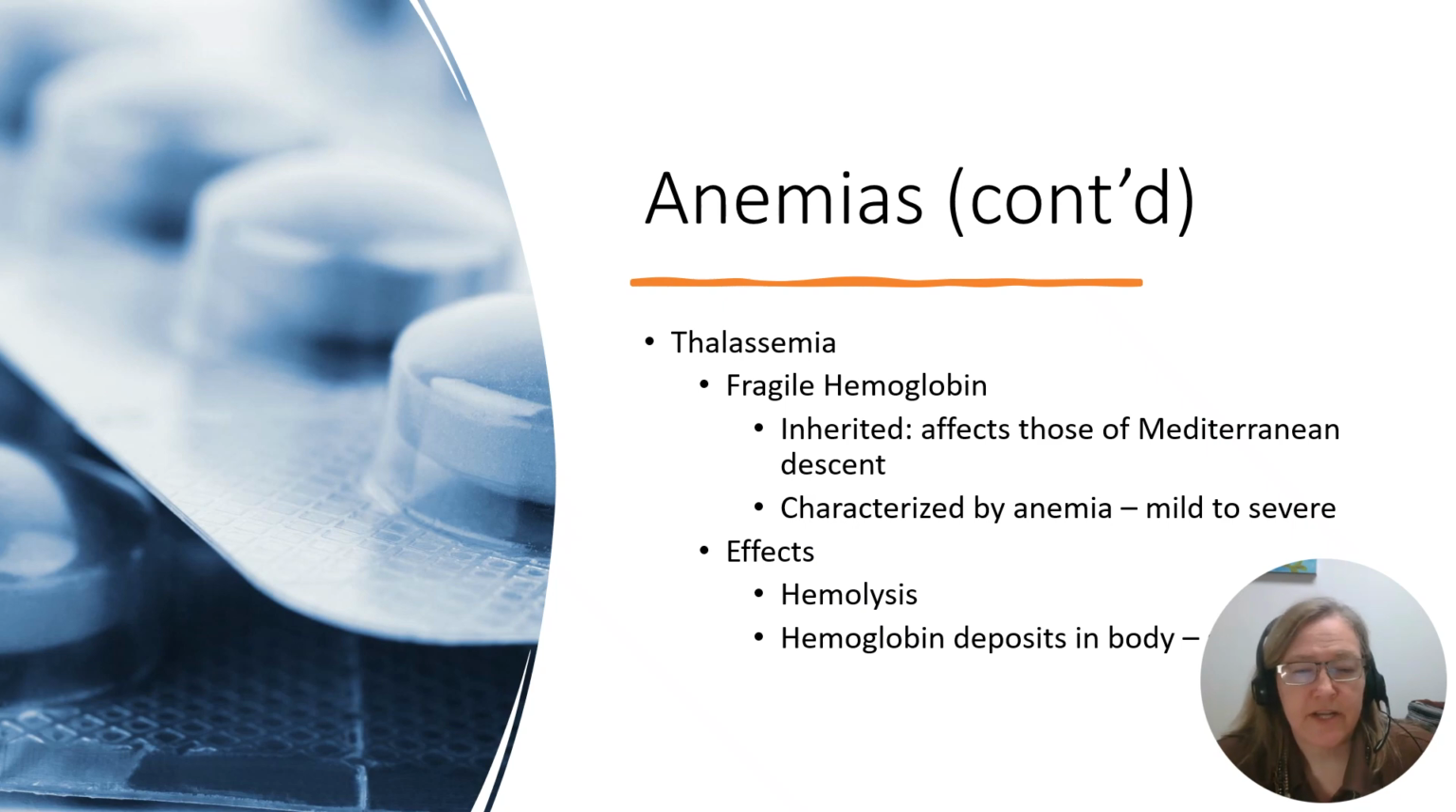As I said earlier, thalassemia is also a type of sickle cell. This one also causes fragile hemoglobin, but it doesn't cause the sickling effect in the hemoglobin. It also mostly affects people of Mediterranean descent, and it does also cause severe anemia in people. And there's hemolysis of the blood. In this case, there's more deposits of the hemoglobin in the body, and the hemoglobin deposits tend to cause nodules in the skin and throughout the body.